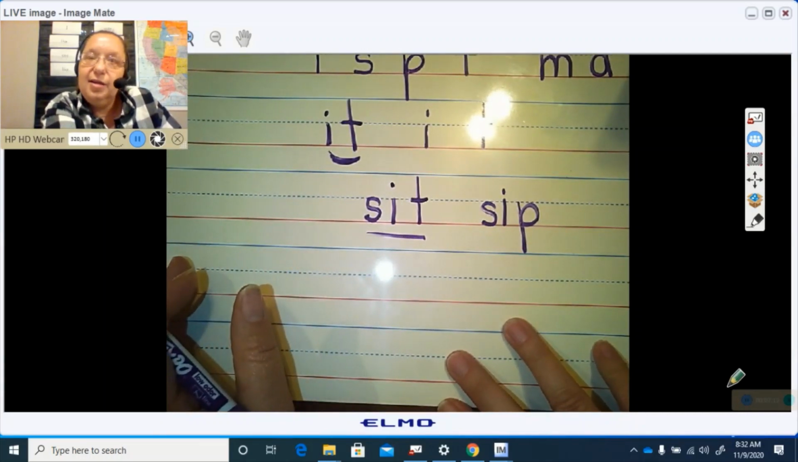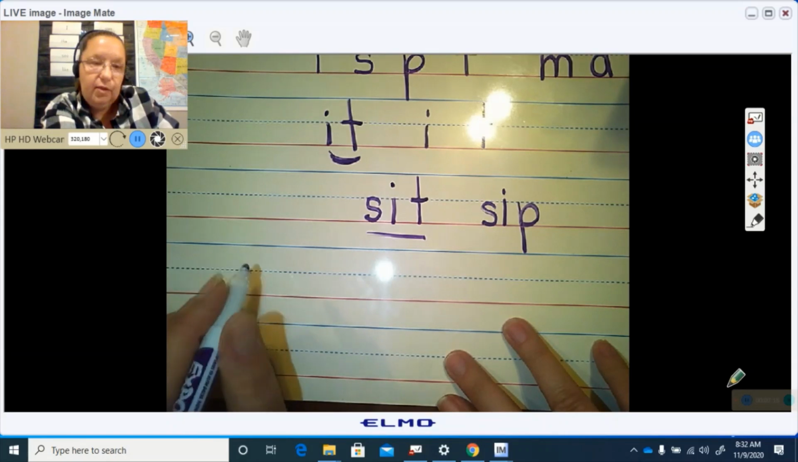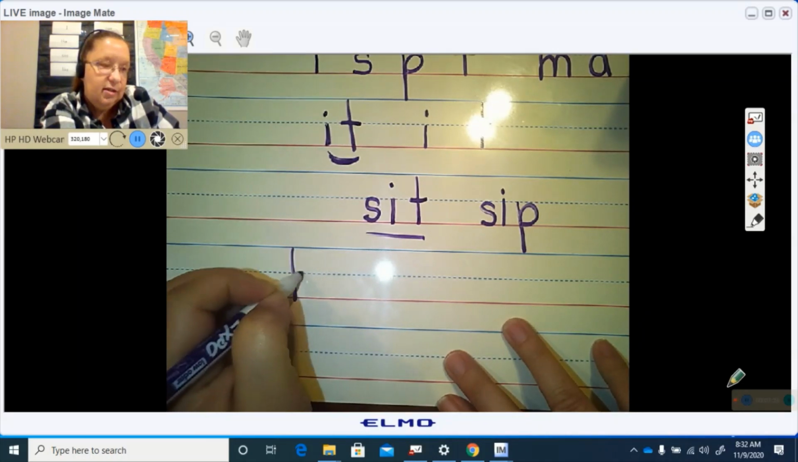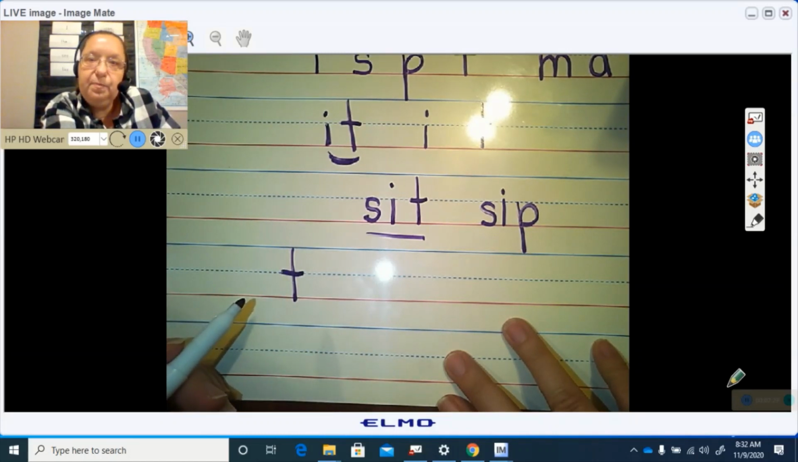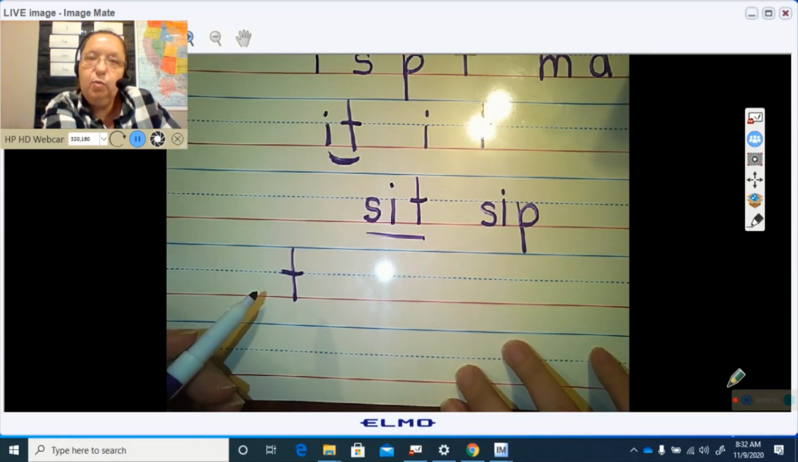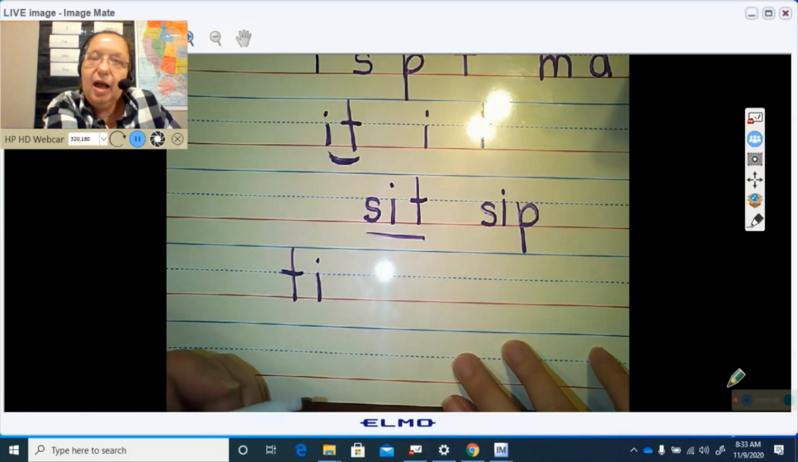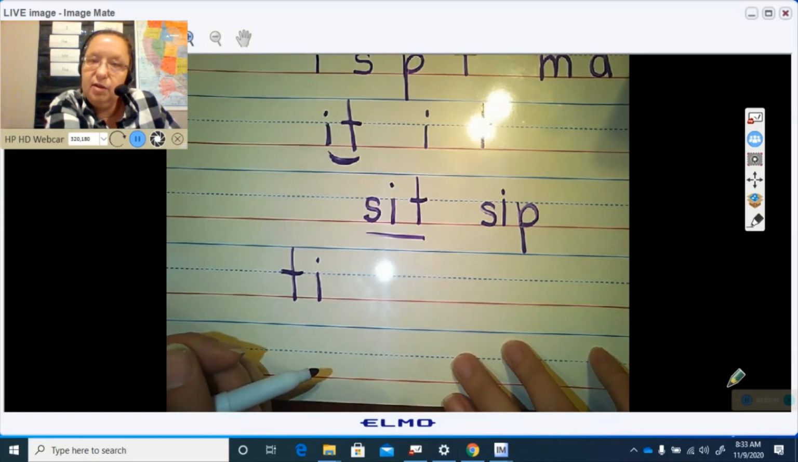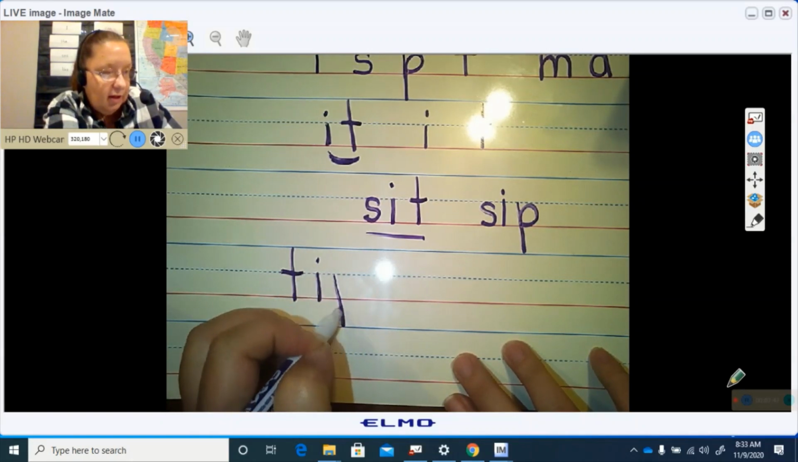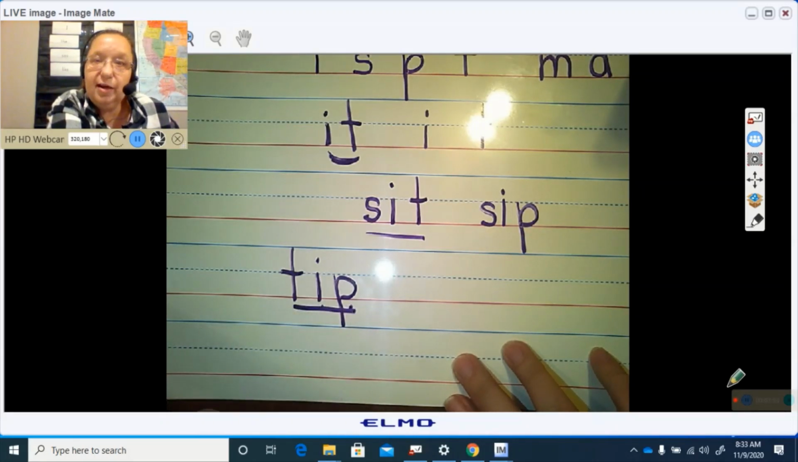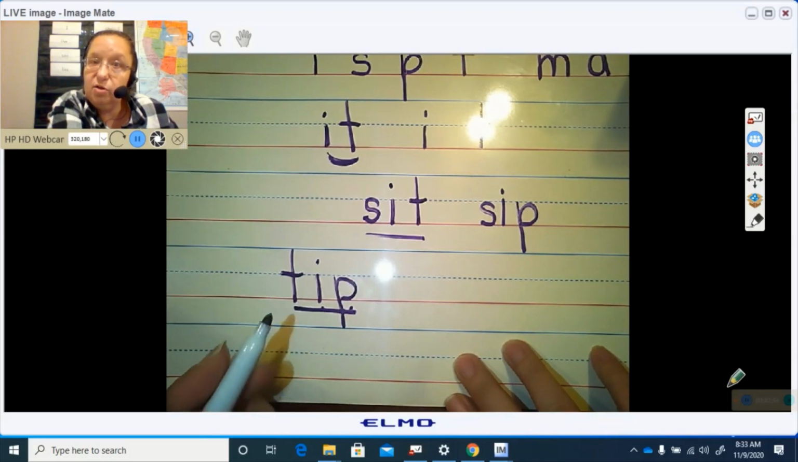Tip. Which letter makes the T sound? That would be the T. That middle sound, the I. What sound makes the I? What letter makes that sound? The I. And what letter makes the P sound? The P. Tip. And we wrote those letters close together because in words the letters live close together.